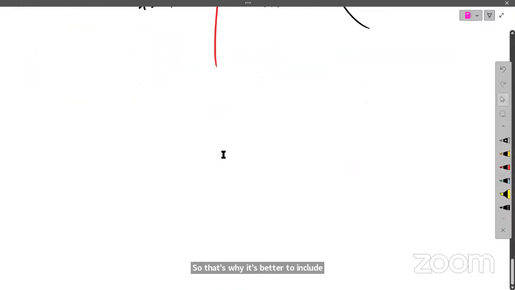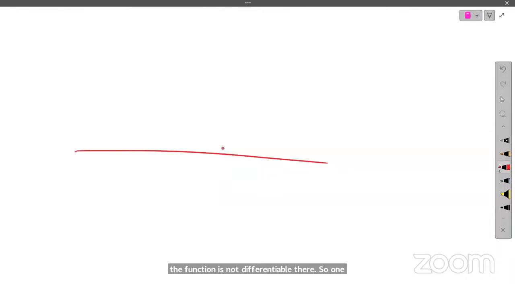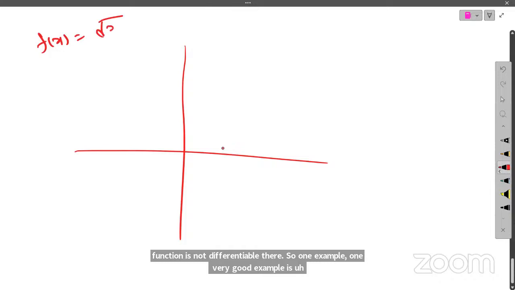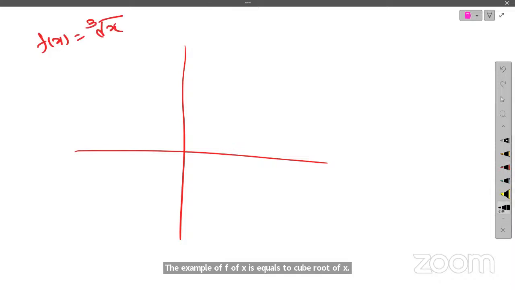So one very good example is f of x equal to cube root of x. If you consider this function, we already observed that this function will look something like this.